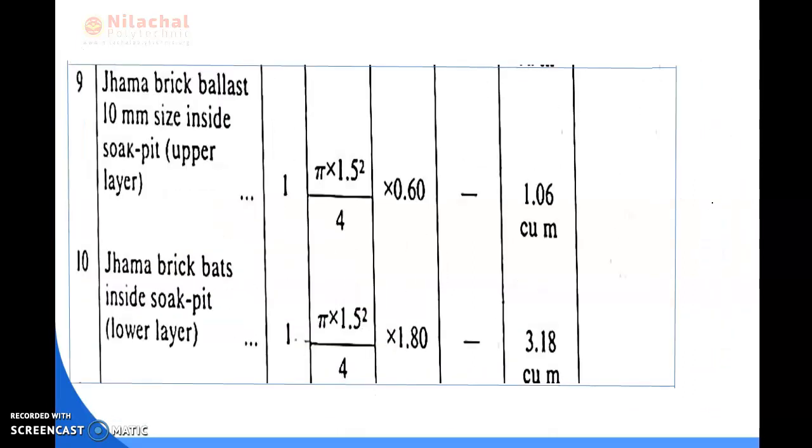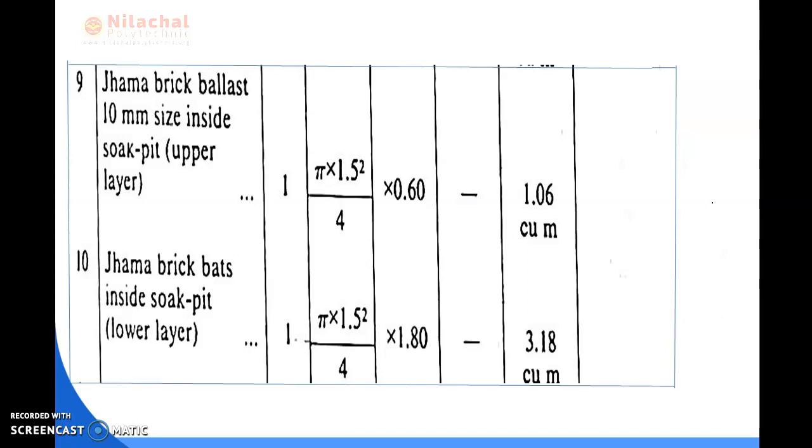So here the jam brick ballast of 10 cm size inside the soak pit, upper layer. The soak pit inner diameter is 1.50. So pi into 1.5 square by 4 is the area of jam brick provided, and the jam brick provided is 6 cm, so the height or breadth is 0.60. Then we get the quantity 1.06 cubic.